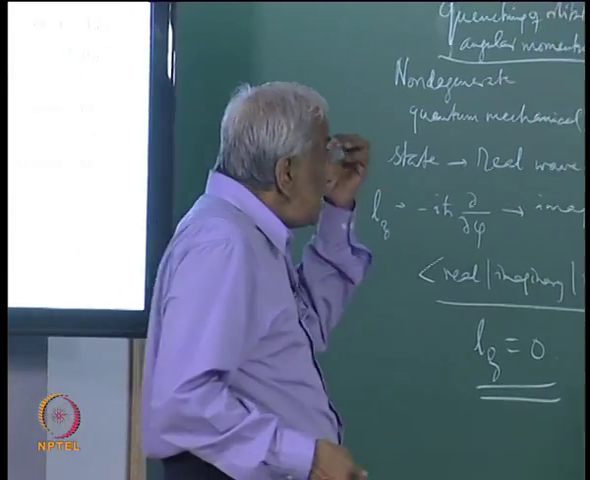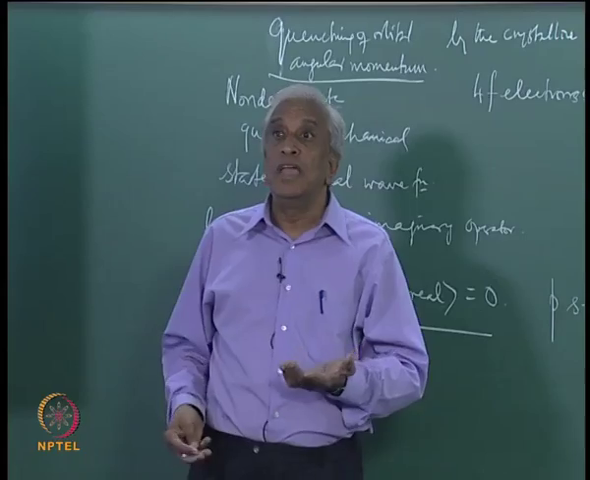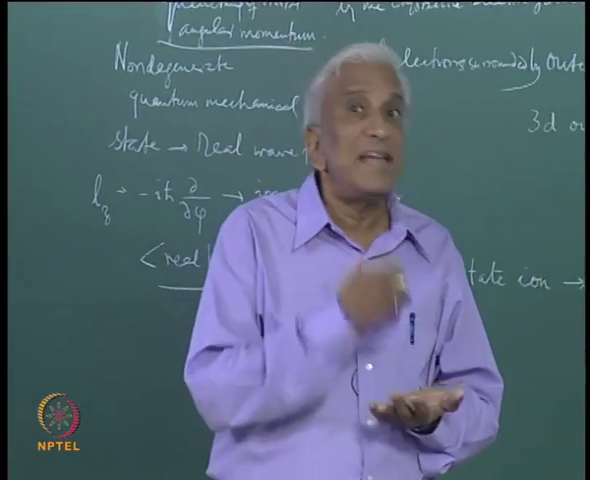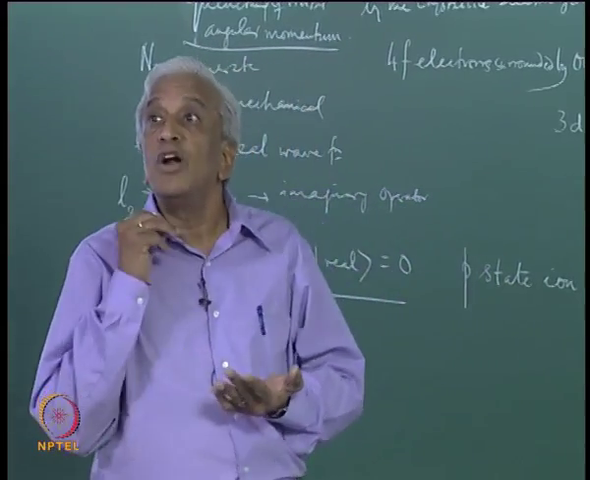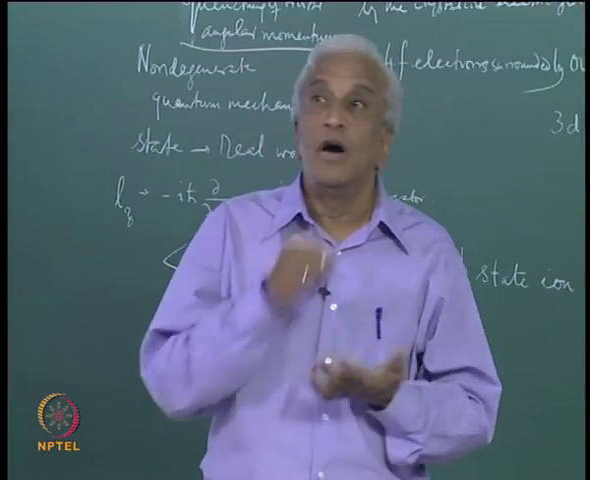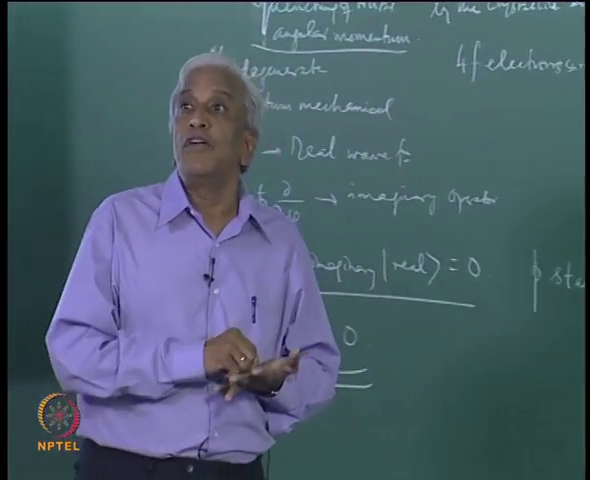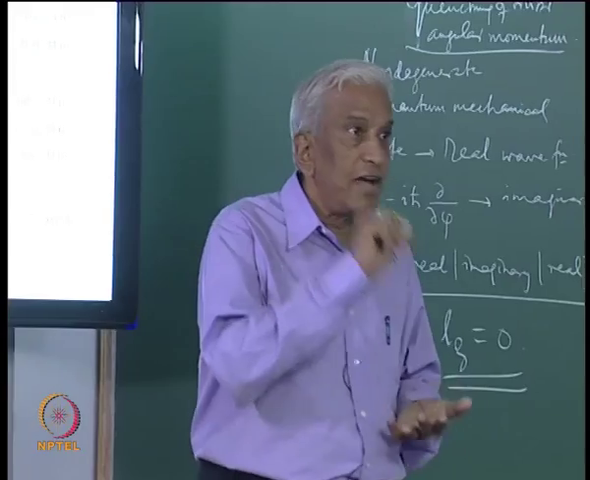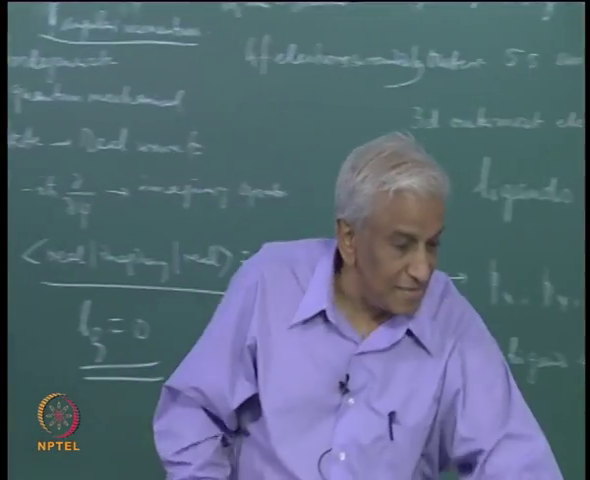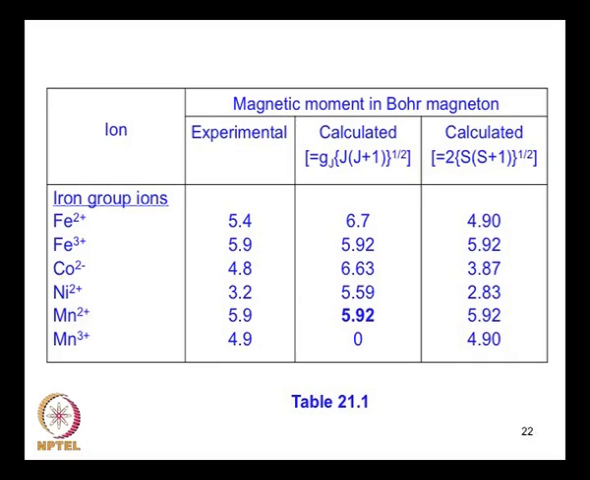Whereas, in the case of the rare earth compounds, even though the crystal field is not 0, its effect on the ion is not as strong as in the case of the iron group, because of the shielding of the 4f electrons by the outer 5s and 5p electrons. So, this is the reason why the paramagnetic behavior of the iron group ions is only due to spins.